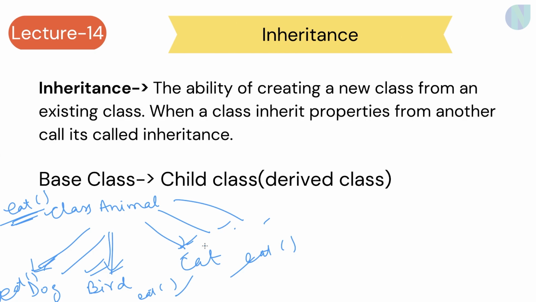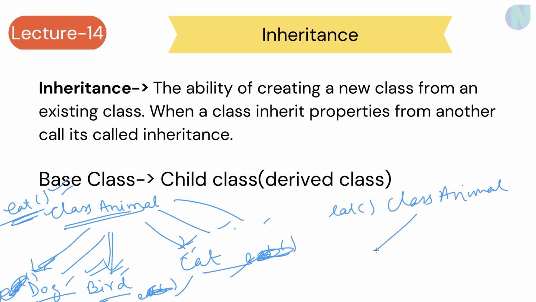Since we don't want duplicate code one, two or three times, to avoid this type of situation, we use inheritance. So in inheritance, we create a class animal. Here we give the property eat, and all the classes like dog, bird, and cat we inherit from the class animal. Consider that it has a property eat, and dog is derived from this class, bird is derived from this class, and cat is derived from this class.